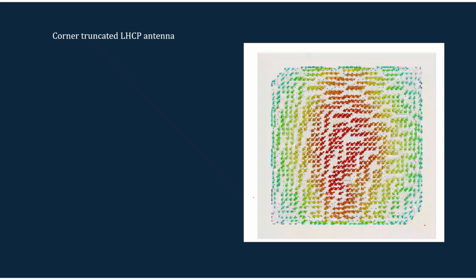So here you can see that the truncation is at these positions, and if we truncate here, we can get the rotation in the other direction, so we can get the right hand circular polarization. In a coming video we can see how we can design a patch antenna with truncation, and how we can obtain the right hand and left hand circular polarization.